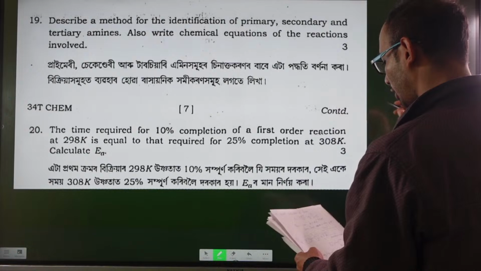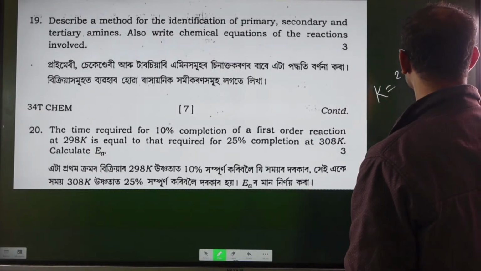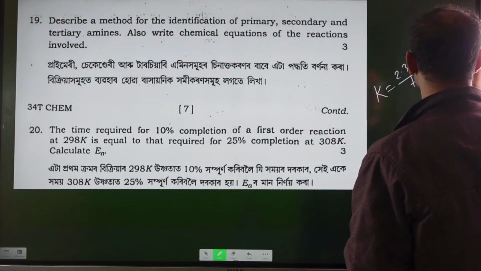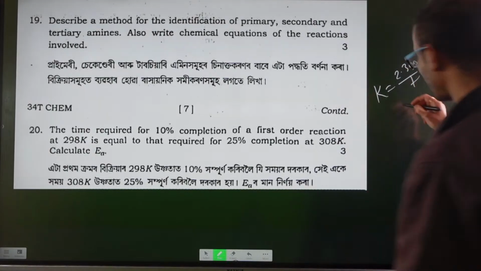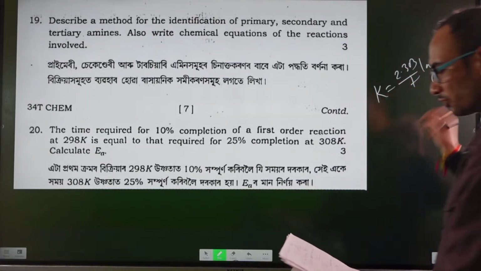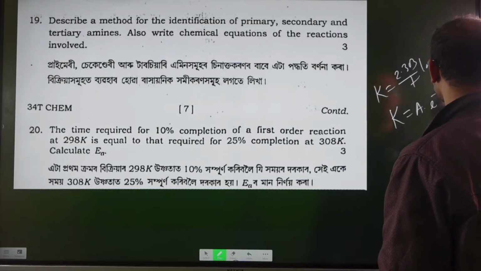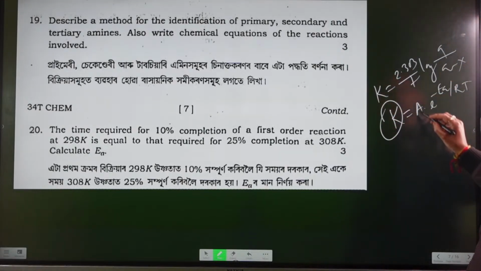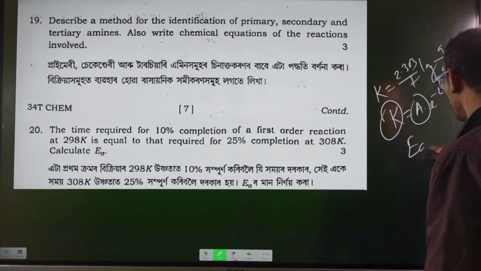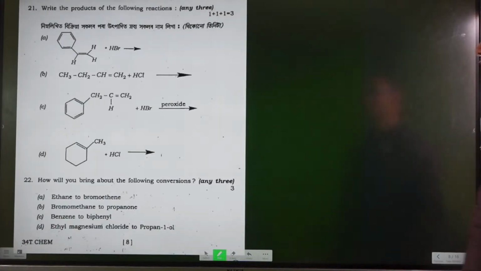In this also you have to use the expression k is equal to 2.303 by t, log to the base 10 of a by a minus x. From here, after getting the value of k, you use it in the Arrhenius expression k equal to A into e to the power minus Ea by RT. After putting the value of k and your exponential factor A, and R and T, you will get the value of Ea. This is what the question is.